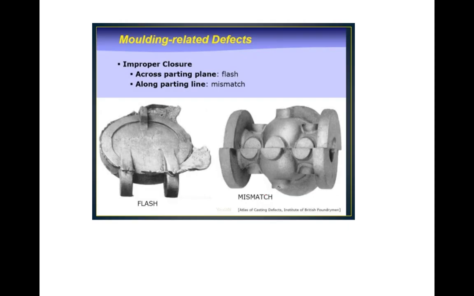If you look, these are the casting products. This is the flash. This will happen after casting. This is the mismatch. This above portion is carried out in the cope box, and this below portion is carried out in the drag box. So there is a misalignment in this area, and that's why it is a mismatch.